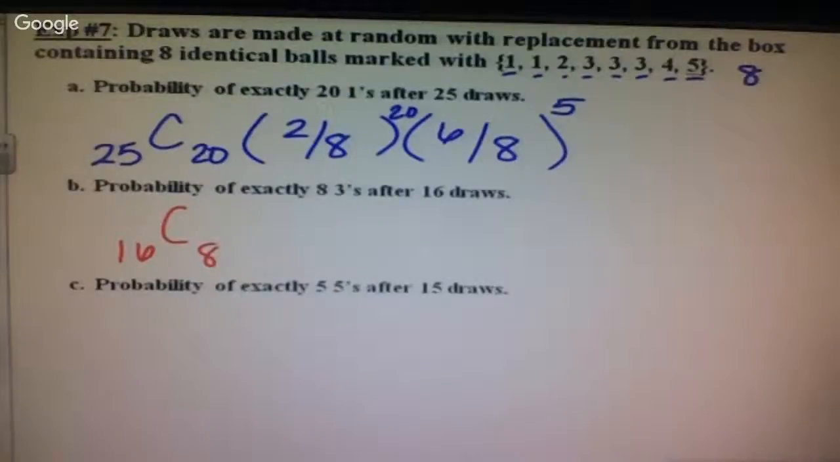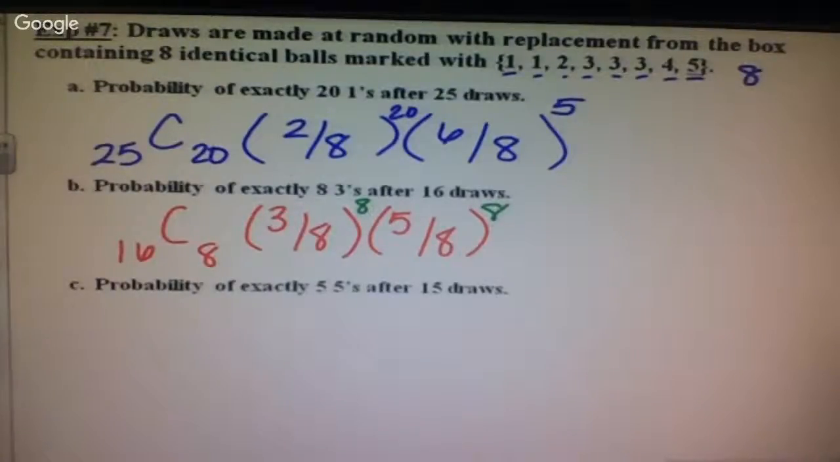16C8 is how this one should have started. I'm doing 16 draws, and I want 8 of them to be exact. This time I want a 3. Well, I've got 3 threes out of 8, which means I have 5 that are not. I want 8 of them to be 3s, which means the other 8 need to be not 3s. Wow.